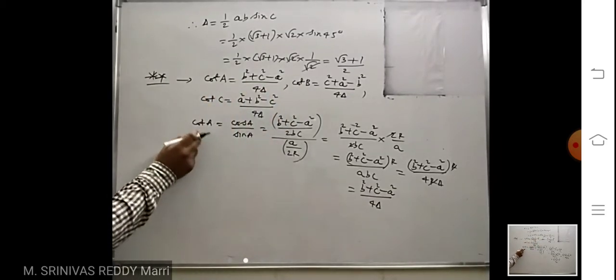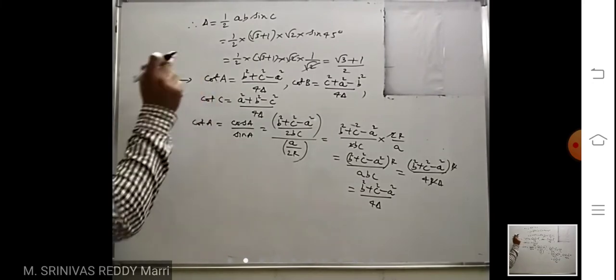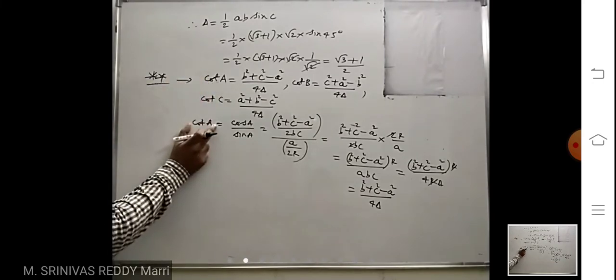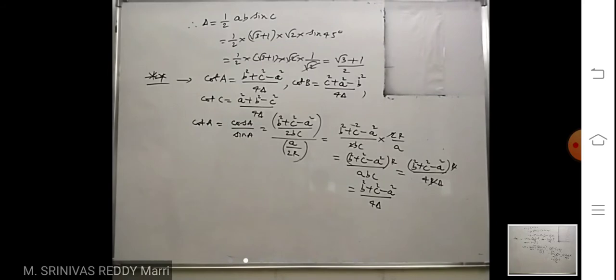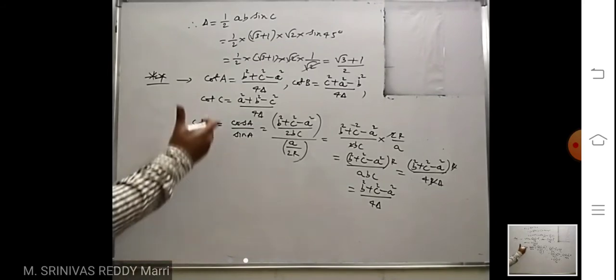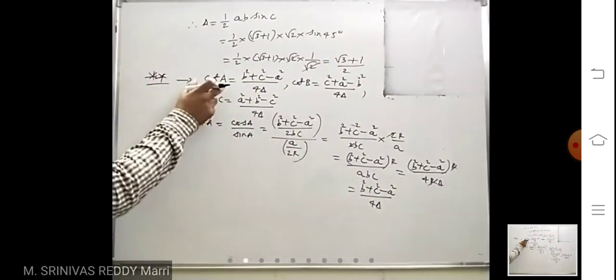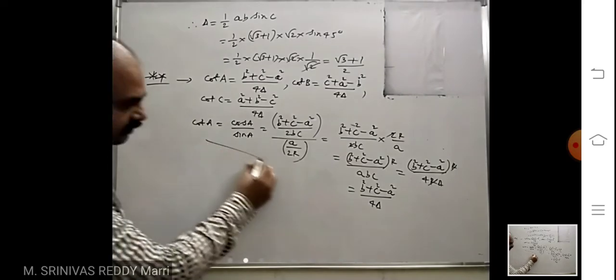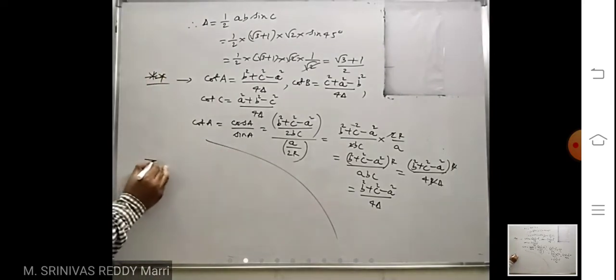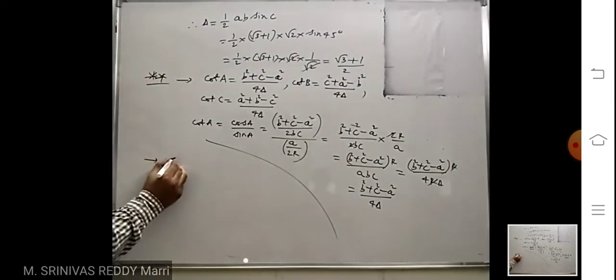Whenever you get cot A, remember this formula. If you are unable to remember, write cot A equal to cos A by sin A and simplify. Right? This can be remembered as a rule. Look at next. This expression also you will get a number of times.